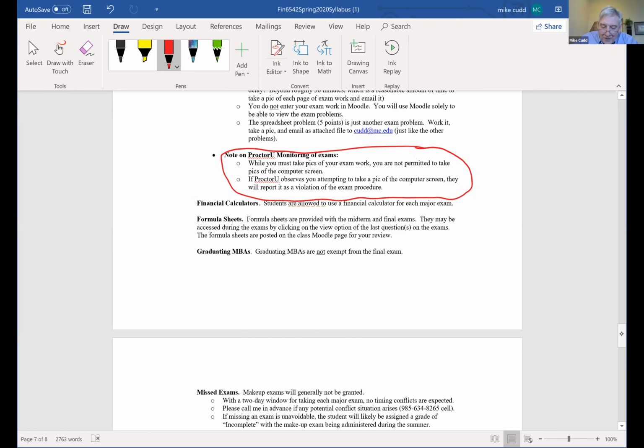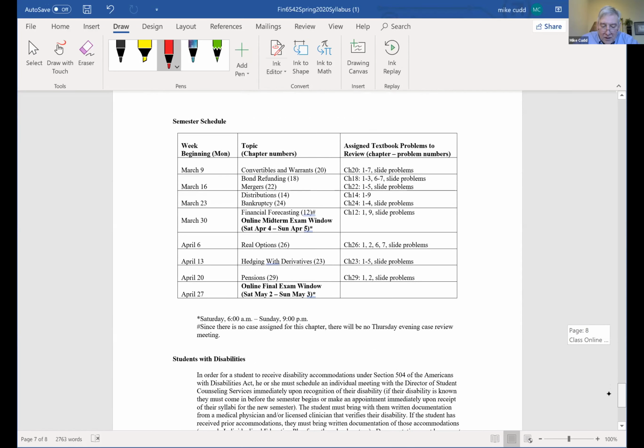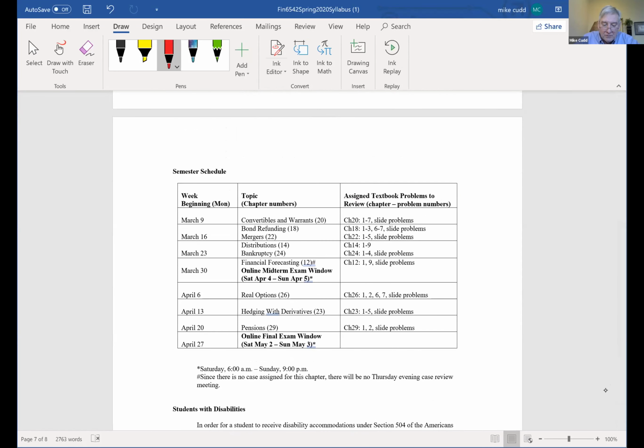Here we go. And there's our tentative schedule in the syllabus. This week, convertibles and warrants. And that's all I need to say about the syllabus.